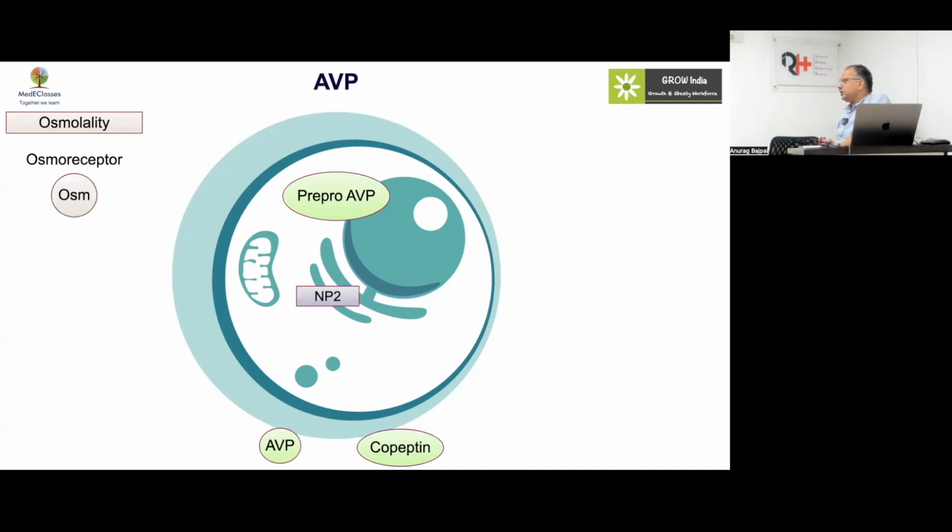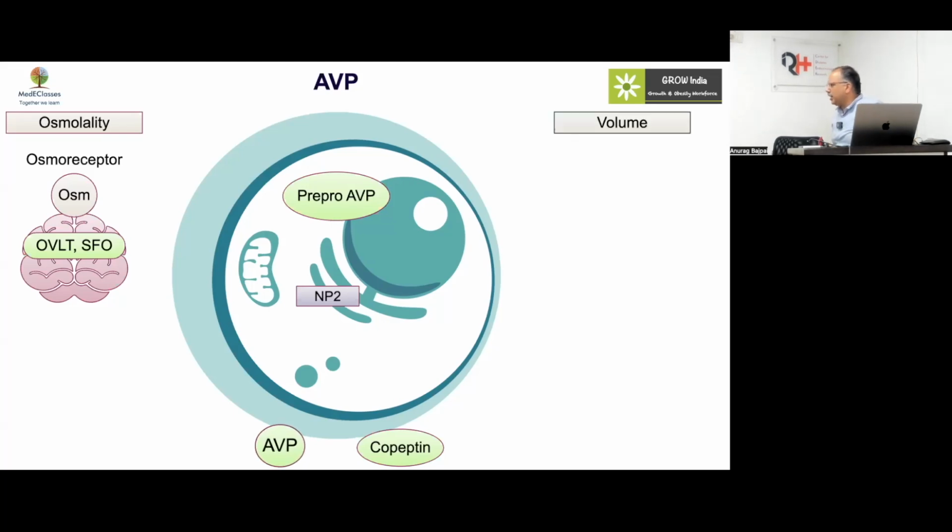So you've got osmoreceptors, which regulate the osmolality using the circumventricular organs, basically the organum vasculosum of the lamina terminalis and the subfornical organ. And if your osmolality is more, you will have a greater amount of AVP release. You also have a parallel regulation of AVP using fluid.